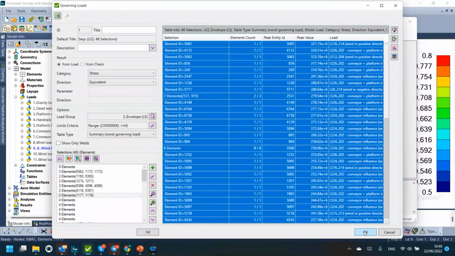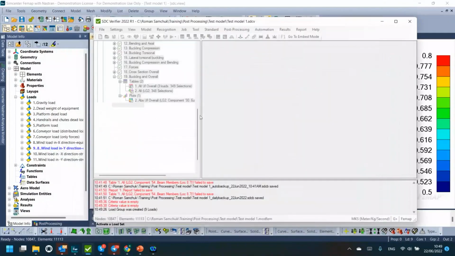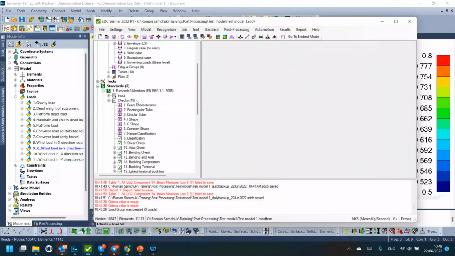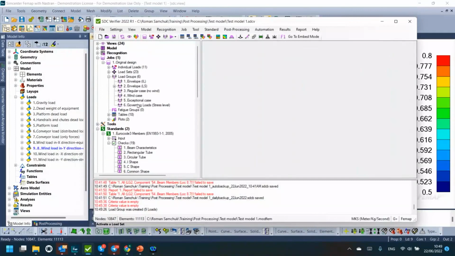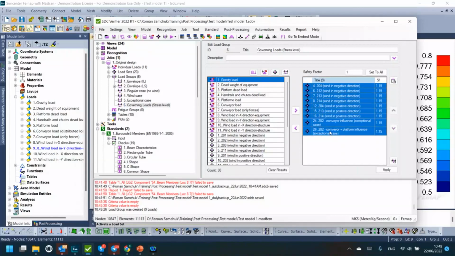I click OK just to close the governing load table with the Peak Finder tool. And I'm going to go to our job to show you that the separate load group, which consists of all these governing loads, is automatically created. You see?